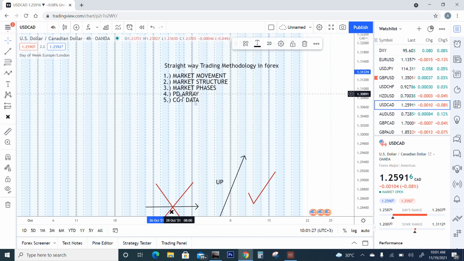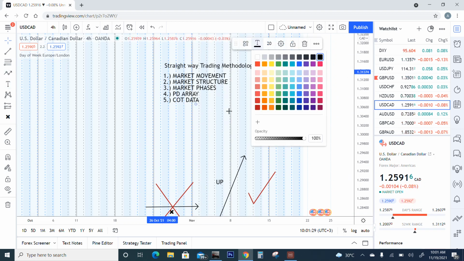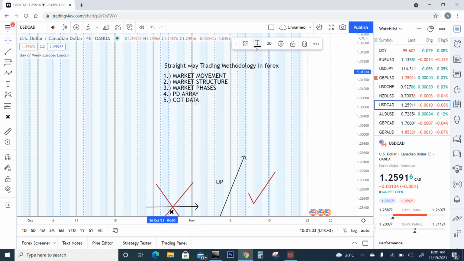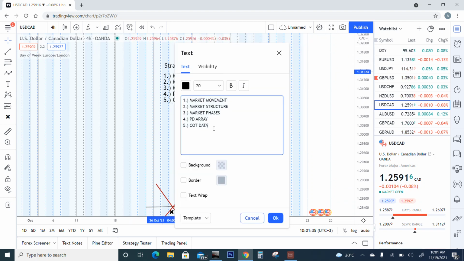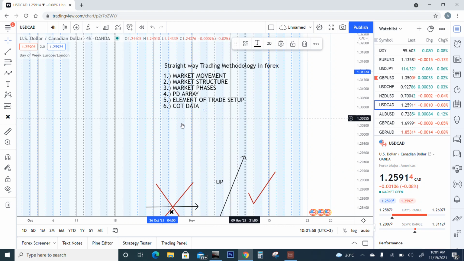But there's one thing that I haven't added in here. Before the COT data, we're supposed to have ETS, meaning element of trade setup. Element of trade setup, yeah, and COT data being the sixth out of it. So yeah, let's get back to it.